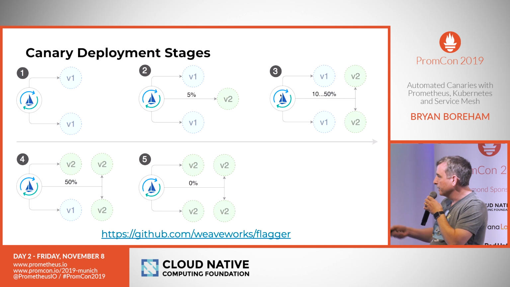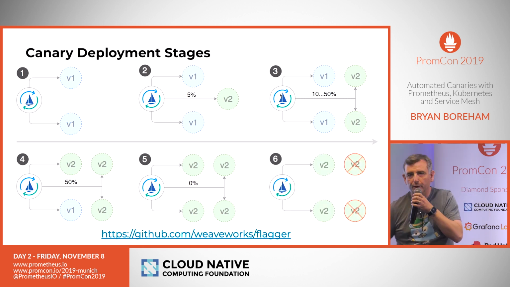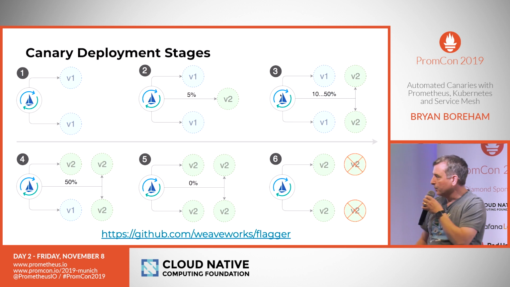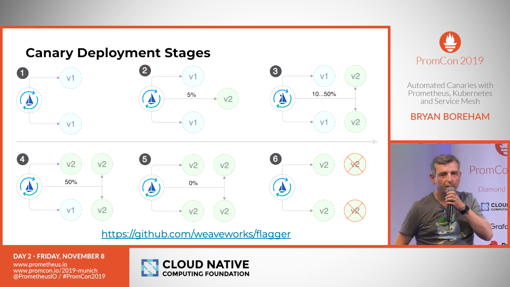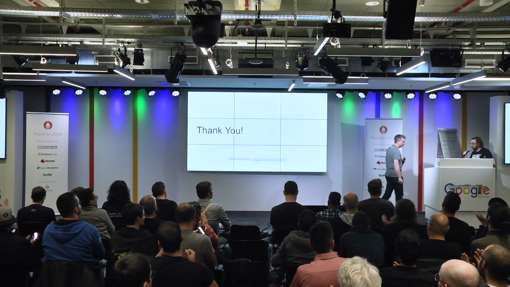We set the traffic going to version 1 to 0. So we basically undeployed version 1, and now we're completely on version 2. And we take away the temporary resources that we put in there for canary purposes. So that's it. That's Flagger. It's really cool. Thank you very much.